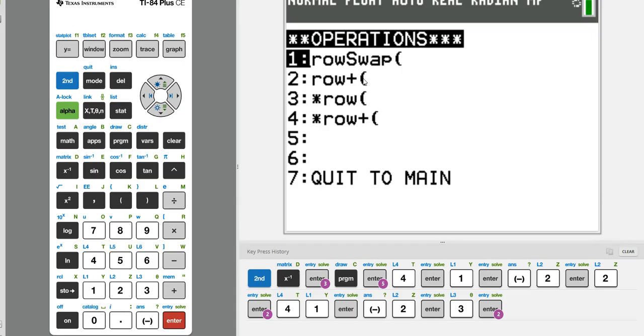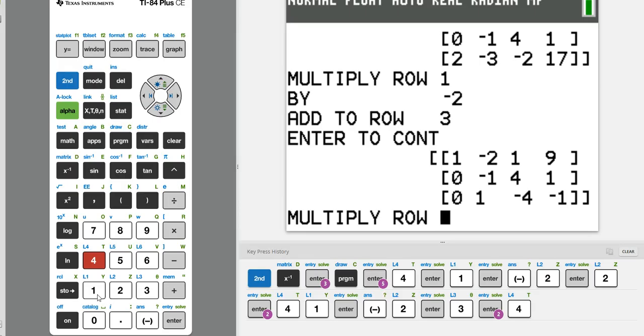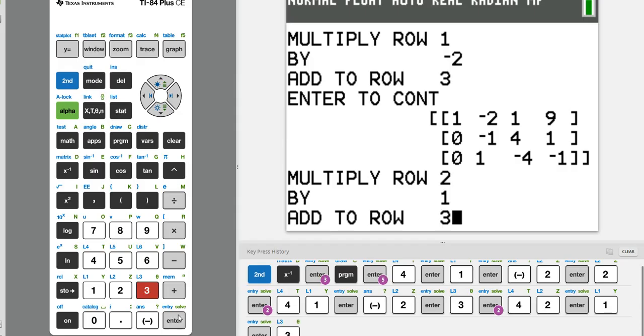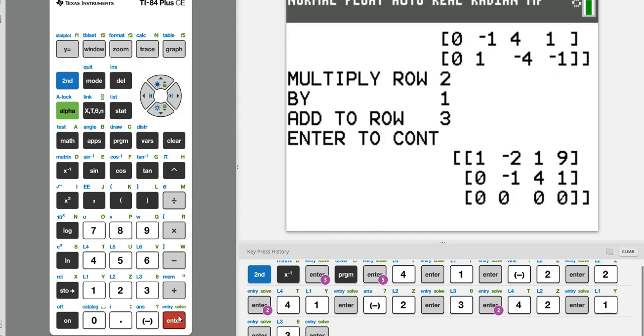So yeah, operation 2 I think just adds a row from one row to another row. So you could do that. Just out of habit, I always just use the fourth one. Multiply row 2 by 1, add it to row 3. And what you see is another dependent system of equations. You're getting something like what we got earlier. 1, negative 2, 1, 9. 0, negative 1, 4, 1. And then 0, 0, 0, 0.